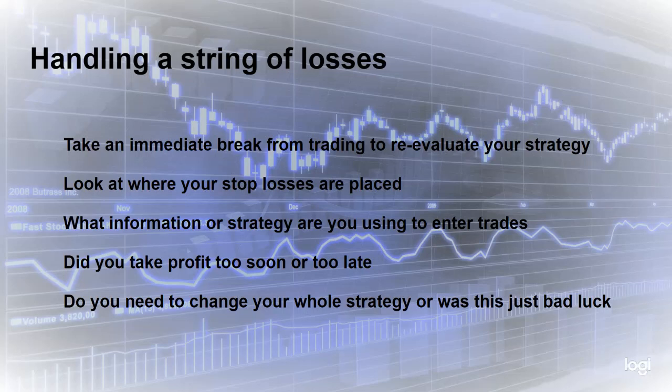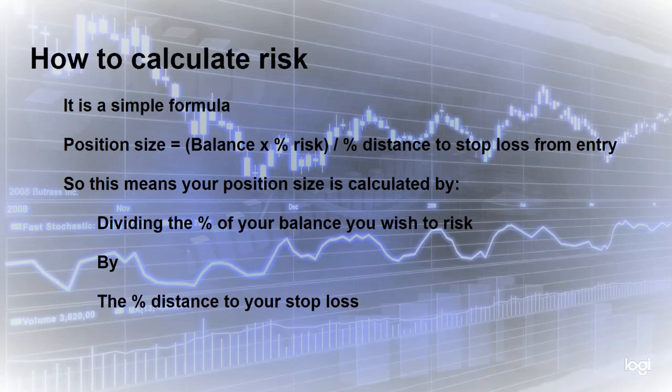So that's the sort of thing you need to look at. You need to decide whether there was something actually wrong with your strategy, or whether it was just bad luck, that the low probability of something just happened a couple of times, maybe 3 times in a row, and there's nothing you can do about that.